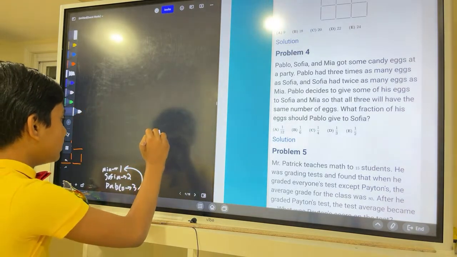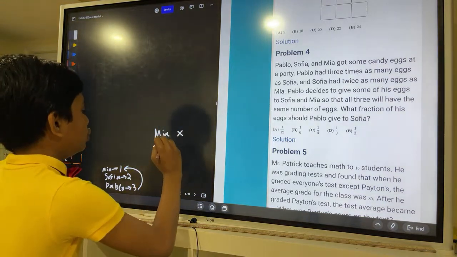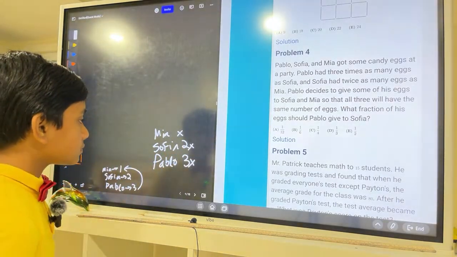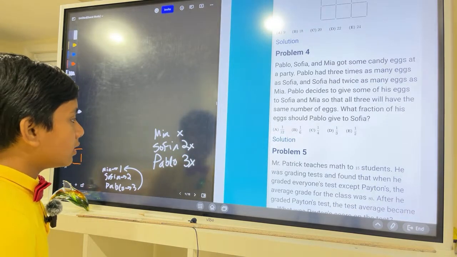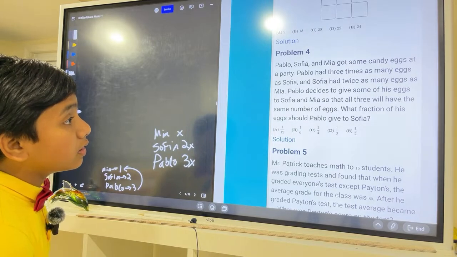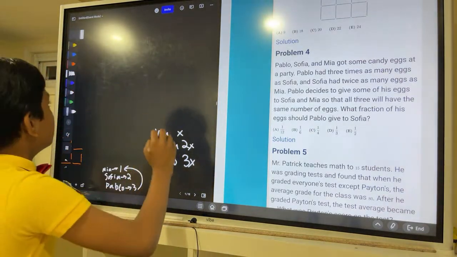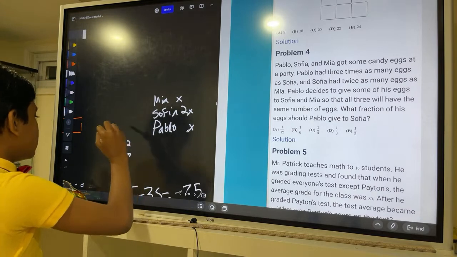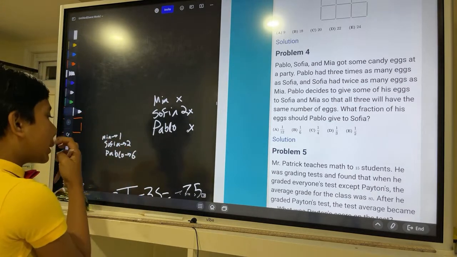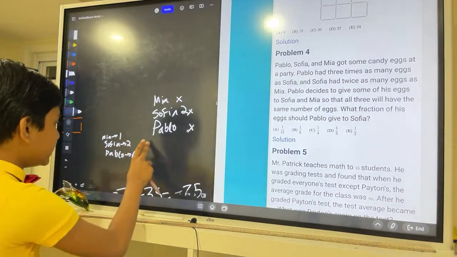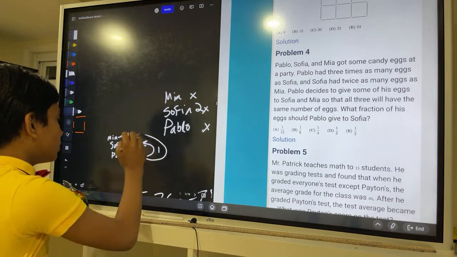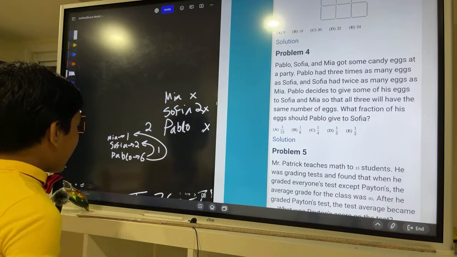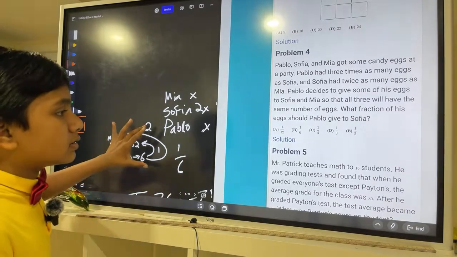So let's say Mia has X, Sophia has 2X, meanwhile Pablo has 3X. I tried to cheap out, but let's do it for real. Once again, it seems like he can just, wait, Sophia, oh, 3 times as many eggs as, oh, oops, it's 6 eggs. So you can't actually cheap out here. Pablo just has 6 eggs here. So now the total amount of eggs is 9, so everybody should have 3 eggs. So one of them goes to Sophia, and the other 2 go to Mia. Then that means that he will give 1/6 of his eggs to Sophia.